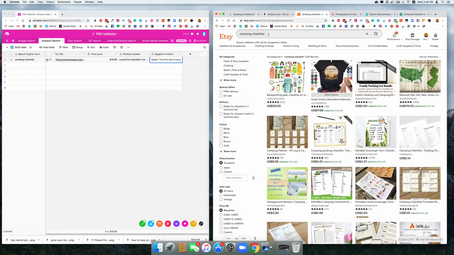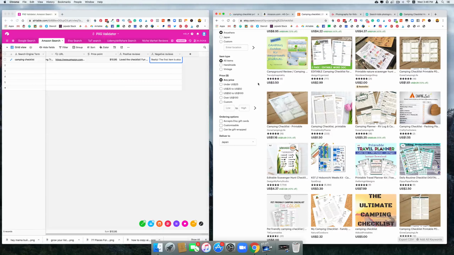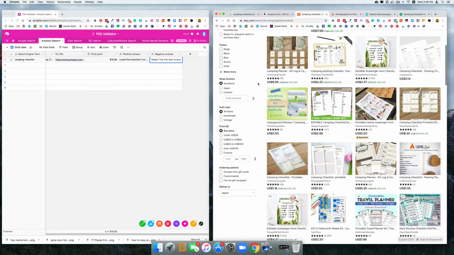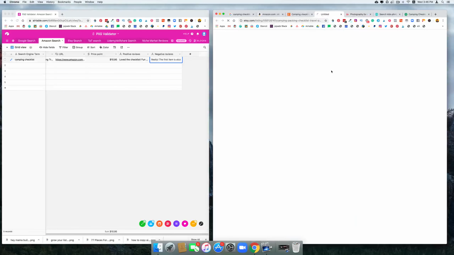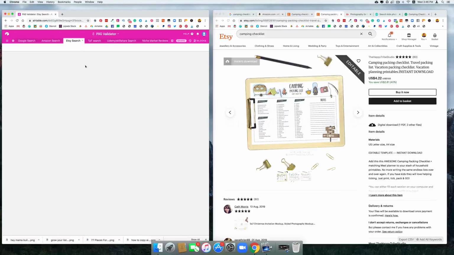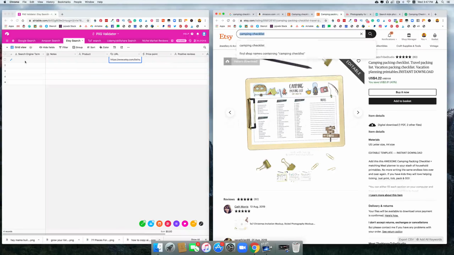Right, so Etsy. There's quite a lot on Etsy, so I think this is the place to sell your camping checklists. Let's find one with camping. Let's try this one. Okay, so again, camping checklist. And this is an instant download.